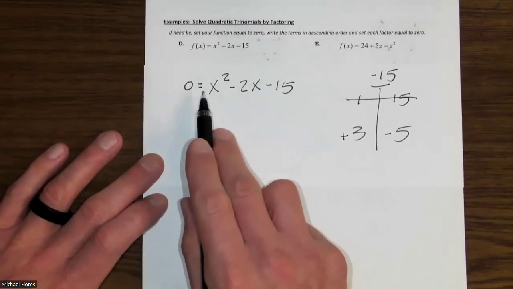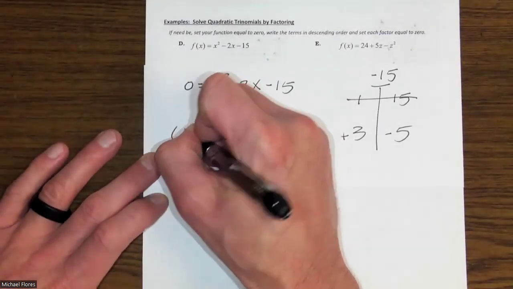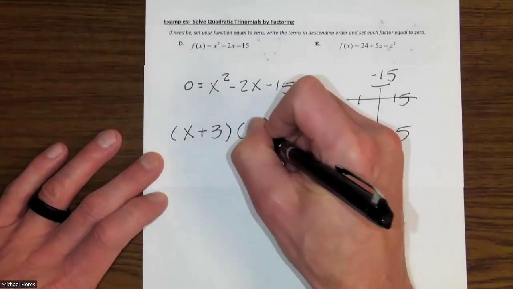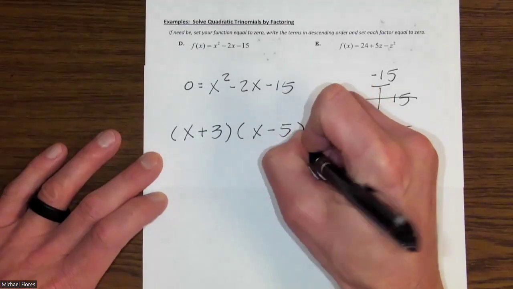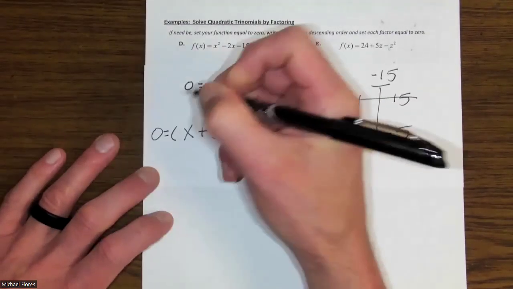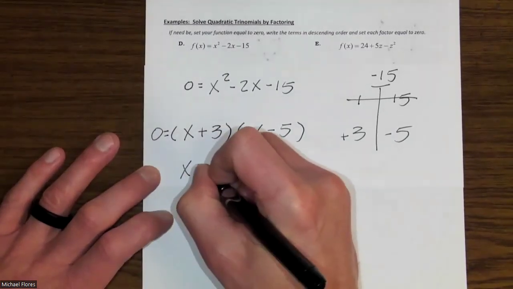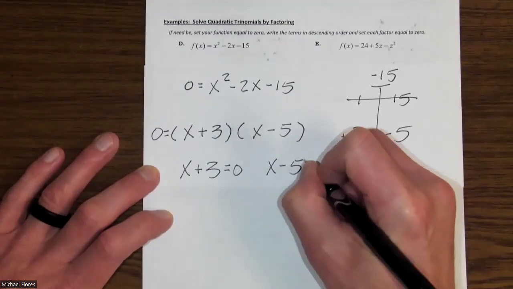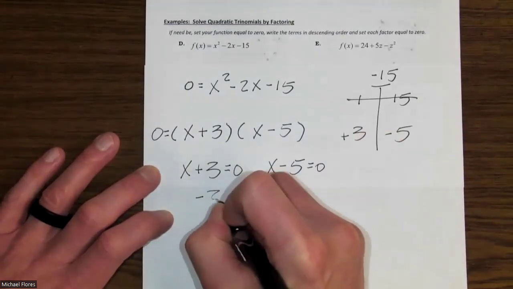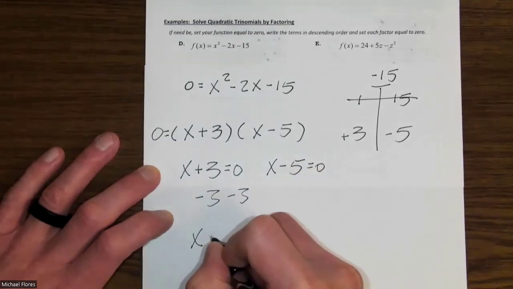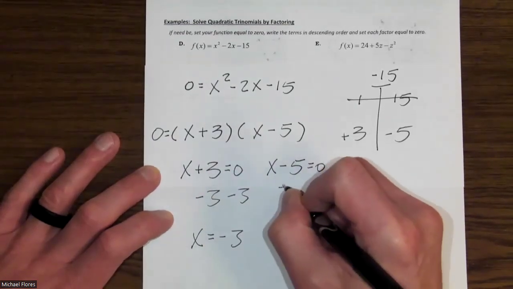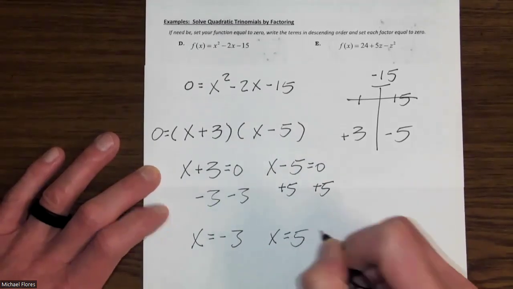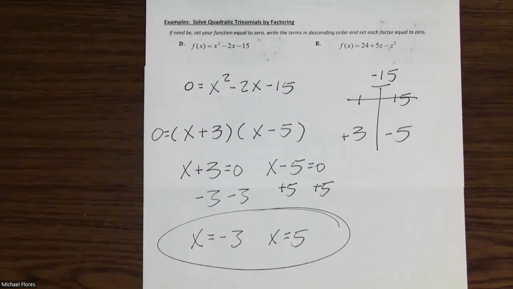The leading coefficient is 1. So we can plug this right into factored form. These are equal to 0. Okay, now take what's inside your parentheses and set them equal to 0. That one is done.